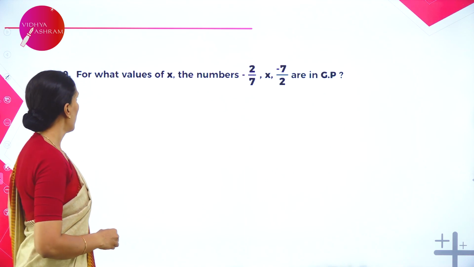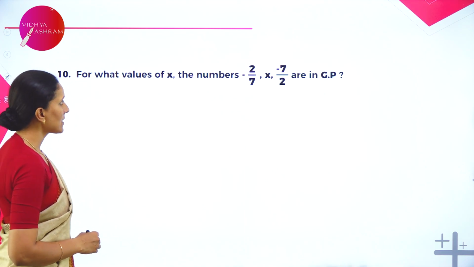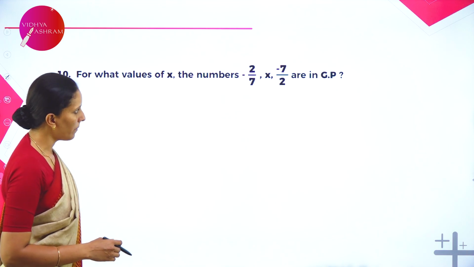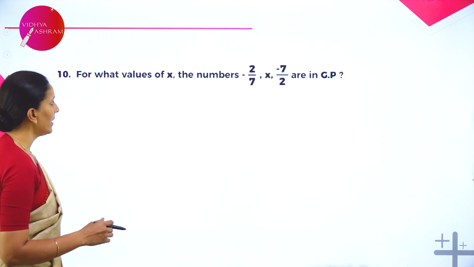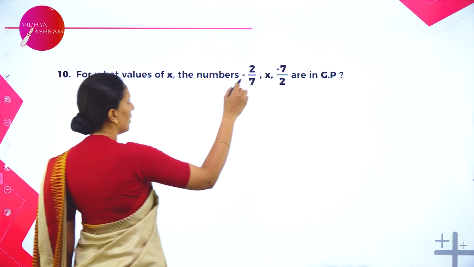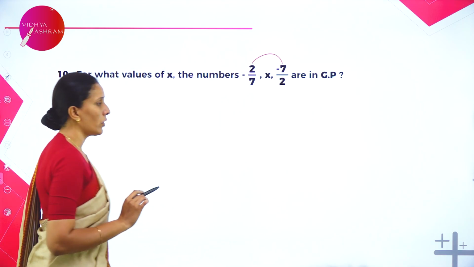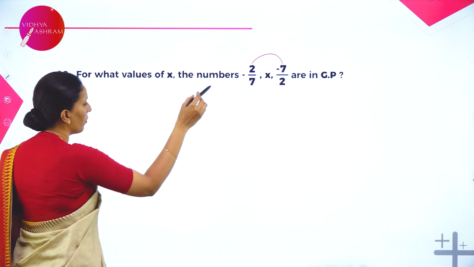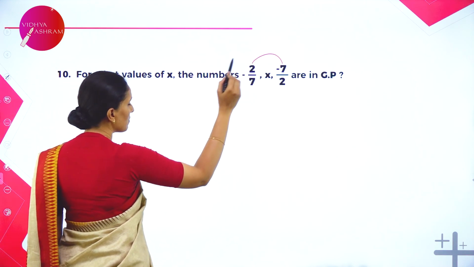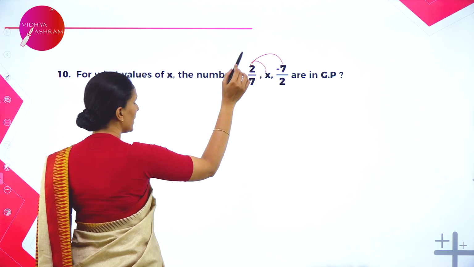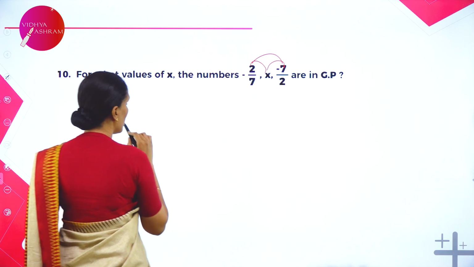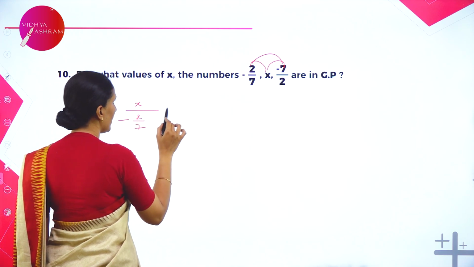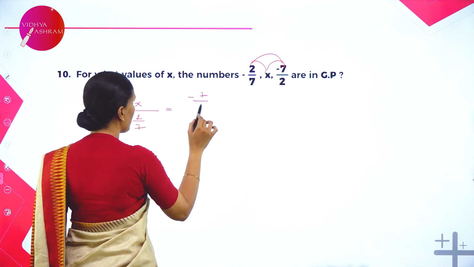Next one. For what values of x are the numbers minus 2 by 7, x, minus 7 by 2 in GP? So when three numbers are in GP, the middle one is given by square root of ab. So if I am converting this in terms of GP, I know the ratio between these two numbers is same as this. So that is x divided by minus 2 by 7 is equal to minus 7 by 2 divided by x.